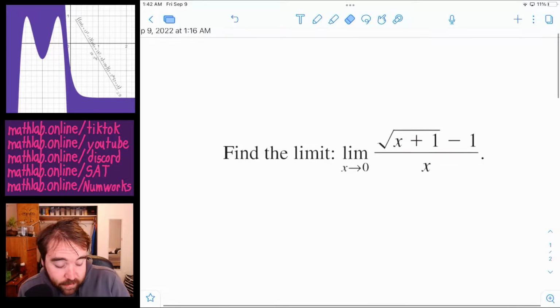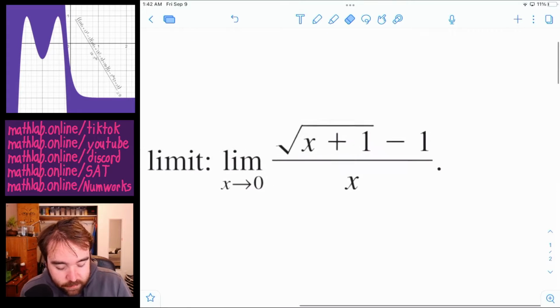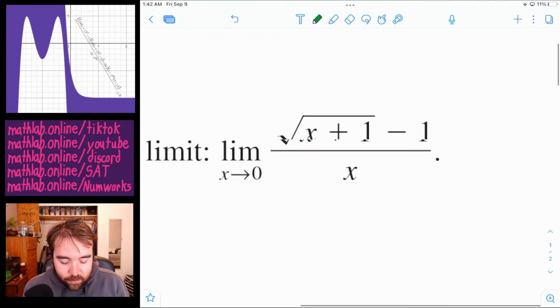So there's lots of different things you're going to end up having to do. But in this one, the hint is there's a square root. So why don't you try rationalizing? So normally when you rationalize, you're trying to get the square root out of the denominator, but it works just the same if you're trying to get it out of the numerator.